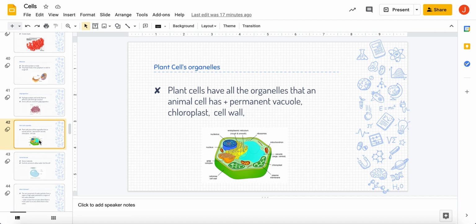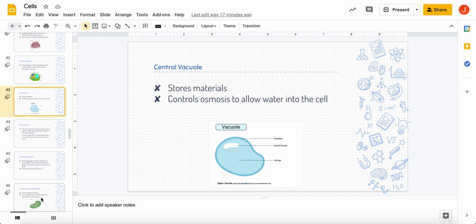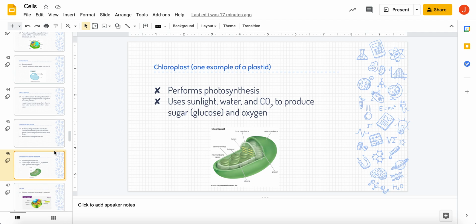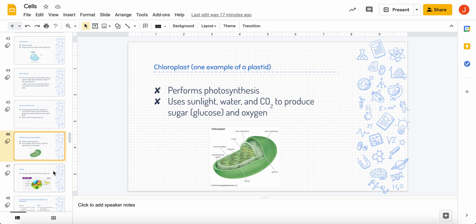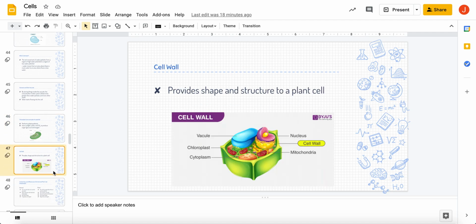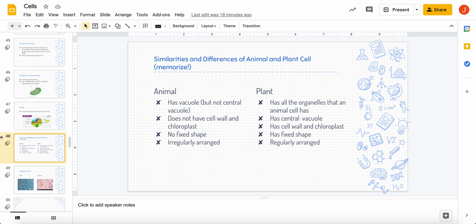Plant cells are very similar to animal cells, except they also have a permanent vacuole, a chloroplast, and a cell wall. The permanent vacuole, also referred to as the central vacuole, stores different materials and allows more water into the cell. A chloroplast is very similar to mitochondria, but instead it uses sunlight, water, and carbon dioxide to produce sugar and oxygen. They are also green. A cell wall provides shape and structure to a plant cell. These are the differences that I listed in a table format.